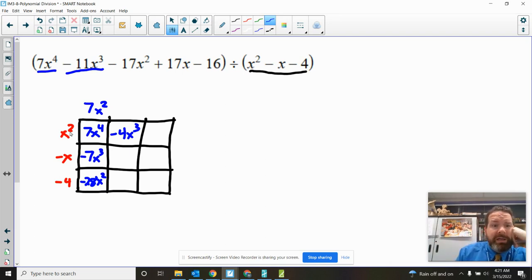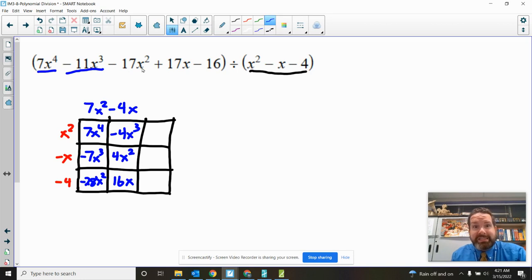Let's continue on then. So what did I multiply x squared by to turn it into negative 4x to the third? Well, I need a negative 4, and x to the second to x to the third needs another x. There that is. Let's then take negative 4x times the negative x. That gives us 4x squared. Negative 4x times negative 4 is 16x. So notice, everything in these grids should be the product of what's on the top times what's on the side. Okay, so I've got all my x to the thirds taken care of.